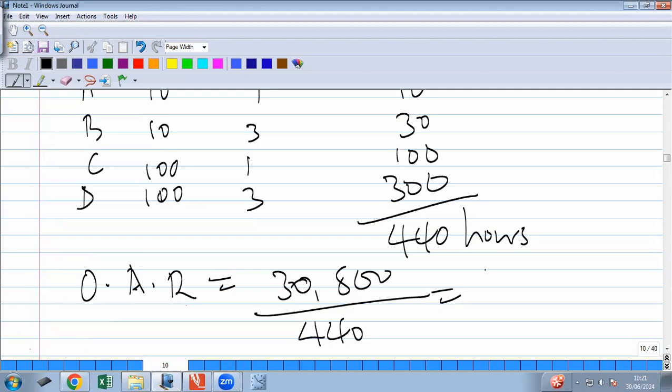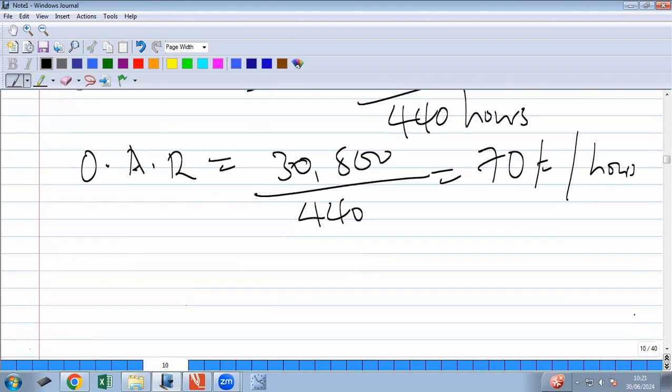70 shillings per hour. Okay, 70 shillings per hour. Correct. Right. If this is okay, then now we can allocate. We know each. This is per hour, right? Yes.